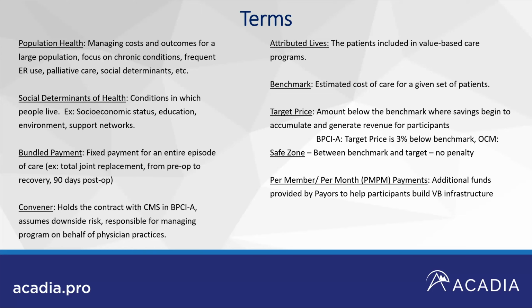So another important term is the safe zone. Some programs say right off the bat, you have to save 3% or you owe a penalty. Well, there's something called the safe zone in other programs that says, all right, if you're above the target price, but you're under the benchmark, there's no penalty. You don't owe anything back, but you're not going to start making money until you get below the target price.